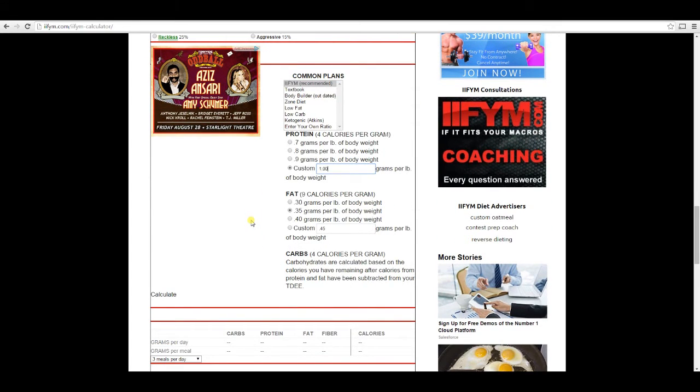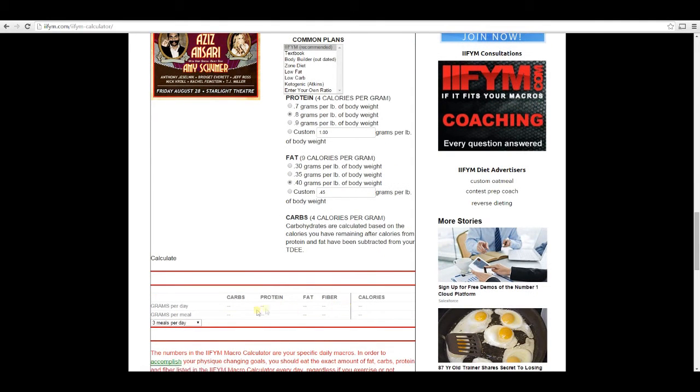Now, moving on to fat. The recommendations, as far as I know, are between 0.4 and 0.5. So I'm just going to put 0.4. Really, it depends how much fat you would like to consume based on your diet preferences. But let's just say 0.4 for this. And carbs are automatic. It's so beautiful, isn't it? Once you have your protein and your fat, then your carbs are automatic. And right here is where they will pop up.